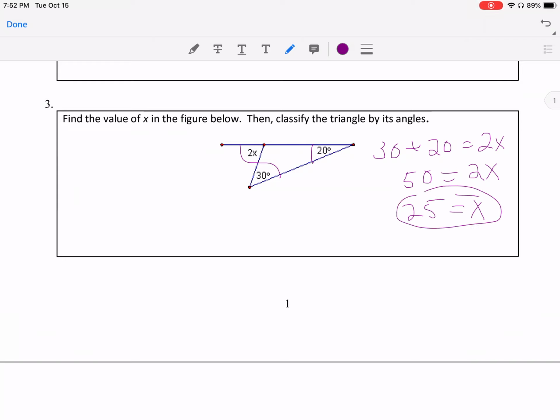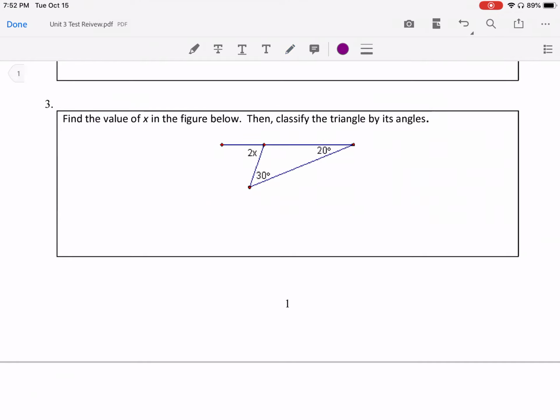Okay, so that's the first part, and we did find the value of x. Now you need to make sure you answer the question. It says classify it by its angles. This right here is 2x, so this angle right here is 50 degrees, which means this angle right here is 130 degrees. And so this has one obtuse angle, so it is an obtuse triangle. Okay.